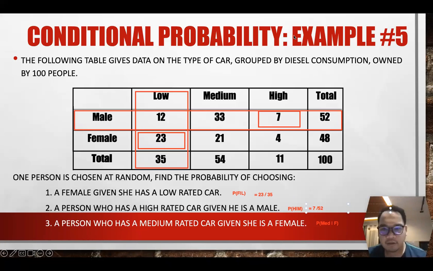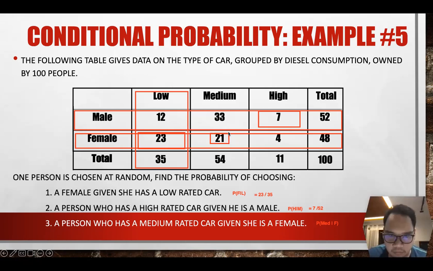And lastly, for number three, a person who has a medium rated car given that she's a female, we focus on the females and get the medium rated car. That gives us 21 over 48. Can that be simplified? Yes, they're both divisible by 3. We can make it 7 over 16. And that's it. Those are our answers for this example 5. And I guess those are all the examples for conditional probability.